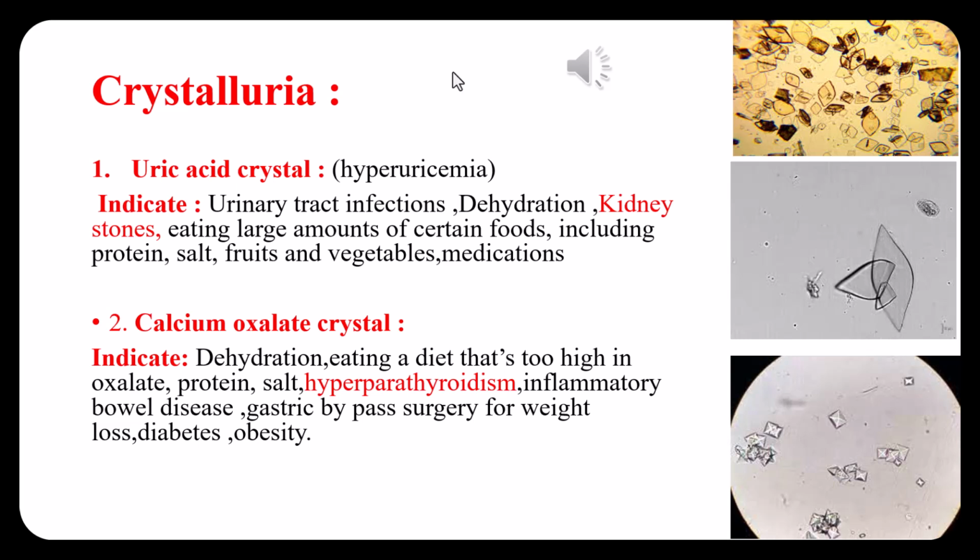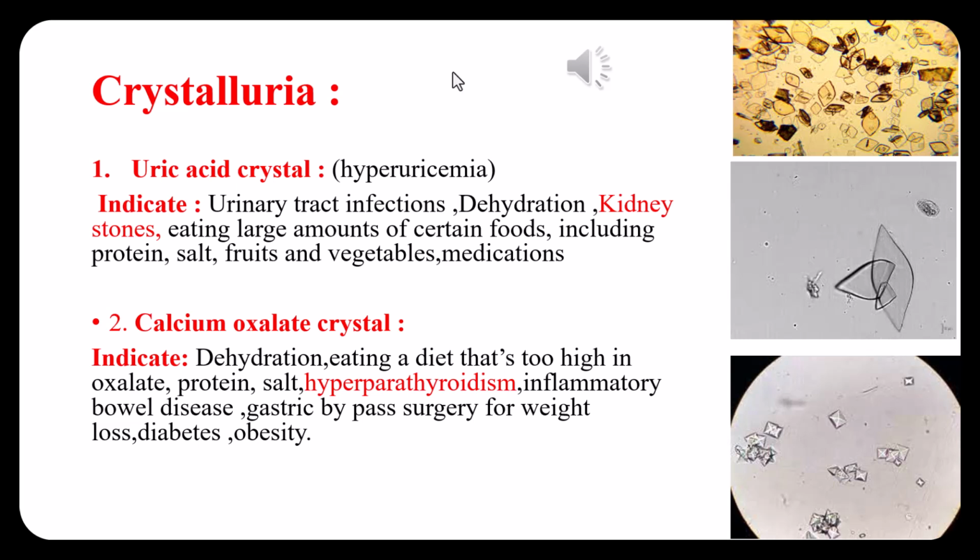What does that indicate? It indicates urinary tract infection, dehydration, kidney stones, eating a large amount of certain foods including protein and salt, fruit and vegetables, and medication. Uric acid normally should not be present, though a small amount may be present in the urine. But a high level is an abnormal condition. This mostly indicates the patient has kidney stones.